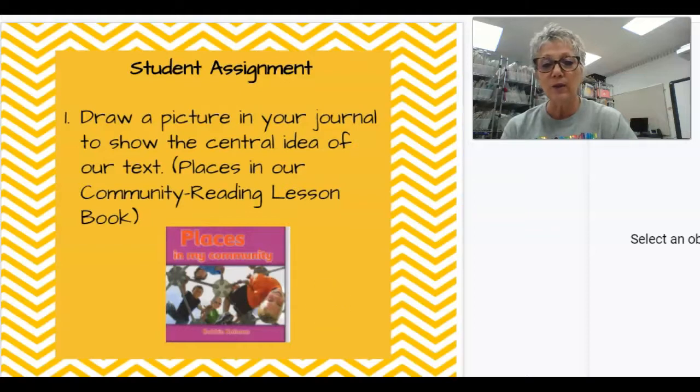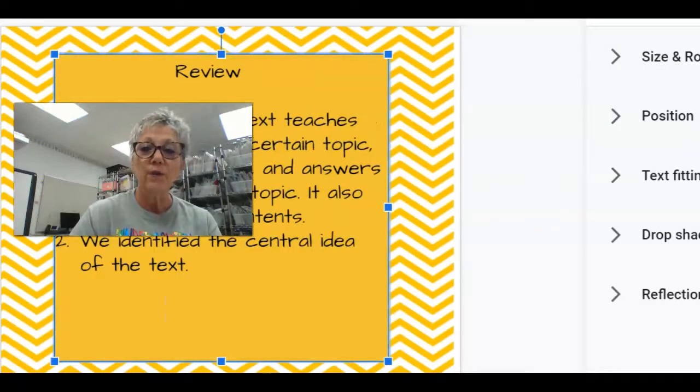Now let's review what we've learned today. We know that an informational text teaches us facts about a certain topic. It uses real pictures for the illustrations and answers questions about a topic. It also has a table of contents. We identified the central idea of the text that we read today. Remember, the central idea is places in our community.